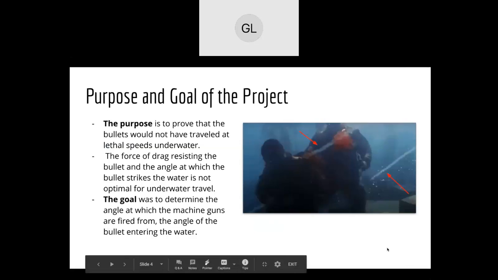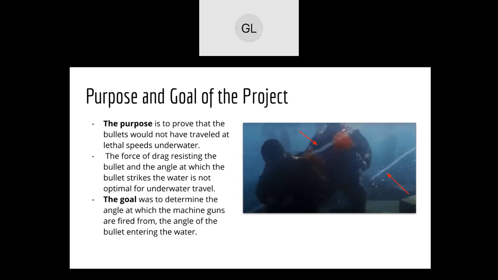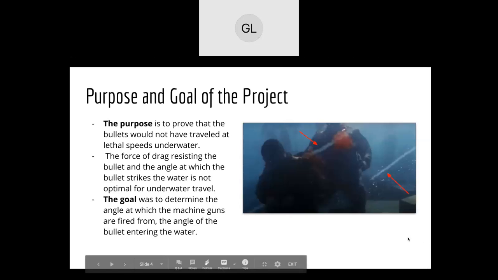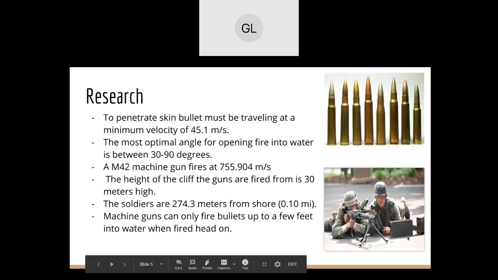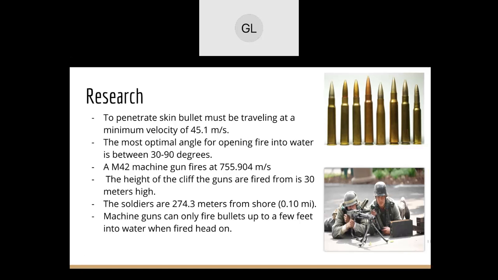So the purpose and goal of our project: the purpose was to prove that the bullets could not have traveled through the water at a certain speed to kill the soldiers. The goal was to determine at which angle the machine guns are fired from and the angle of the bullet entering the water. So to do this, we did some research, and to penetrate the skin, the bullets must be traveling at a minimum velocity of 45.1 meters per second. The most optimal angle for opening fire into water is between 30 and 90 degrees.